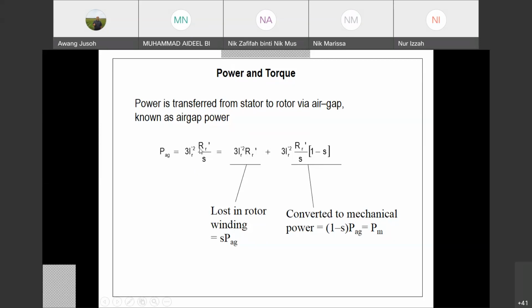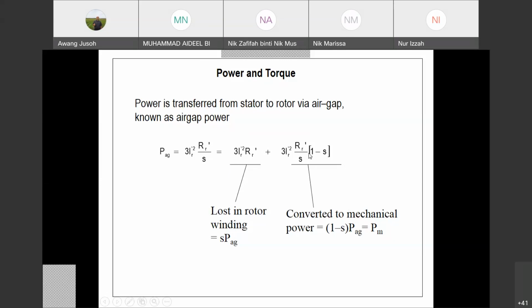This is your PAG. If you multiply by S, you get back this formula. So the losses in the rotor can be shown in this formula or in this formula, same thing. Plus this power. What is this power basically? This power is the power that we use to drive the shaft, sometimes called the gross mechanical power. The power that we need to move the shaft so that the motor can rotate.